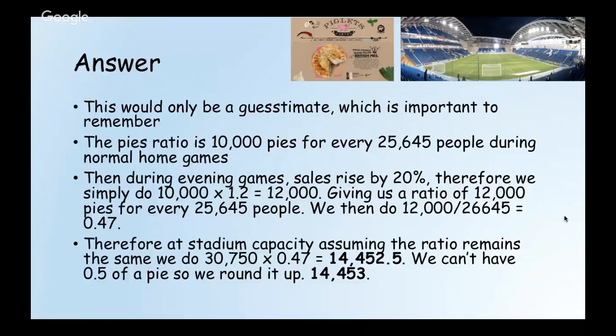That gives us a ratio of 12,000 pies for every 25,645 people. We then do 12,000 divided by 25,645, giving us 0.47. Therefore, for the stadium capacity, assuming the ratio remains the same, we do 30,750 times 0.47, giving us 14,452.5 pies. We can't have 0.5 of a pie, so we round it up to 14,453.